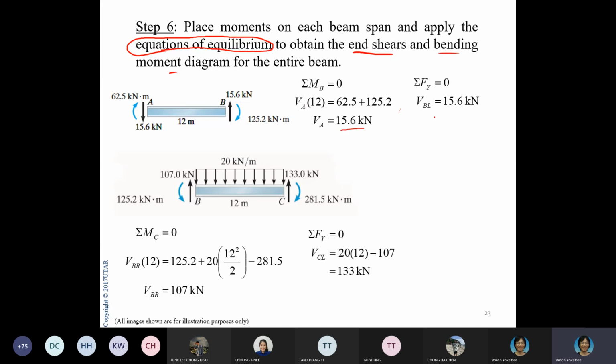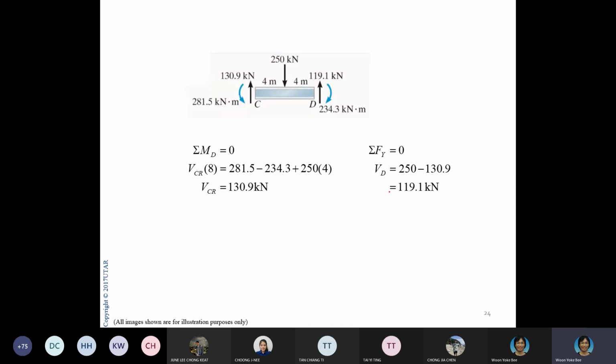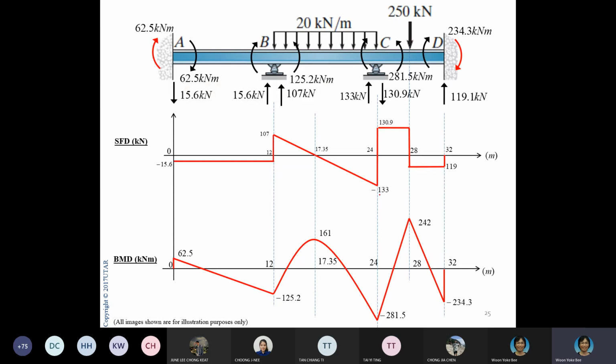If you can't get these values, like I said earlier, ask your friends, or come and ask any one of us. There are 3 of us. You guys are pretty lucky that you have 3 of us this time. So you choose whichever lecturer that you feel comfortable with, and then you go and approach them. No problem. This is basic shear force and bending moment.